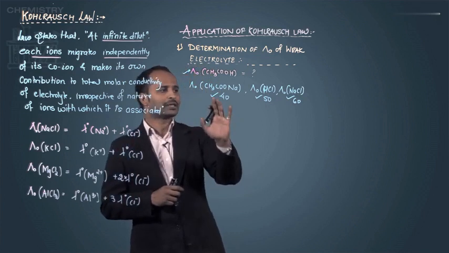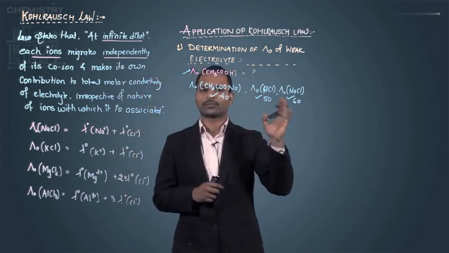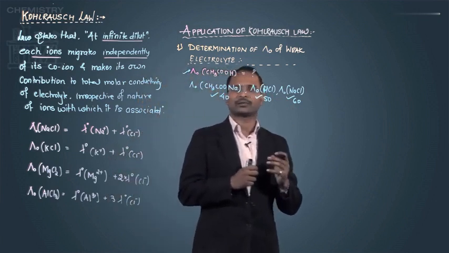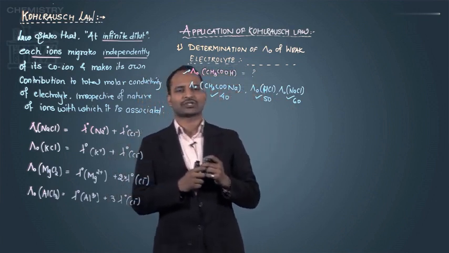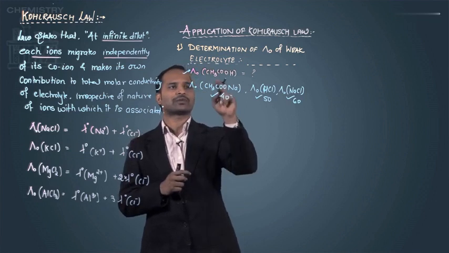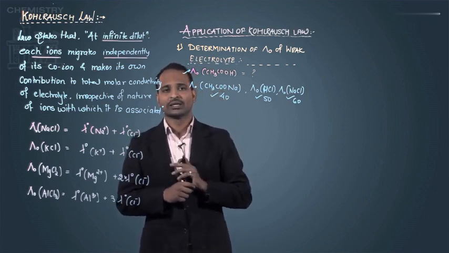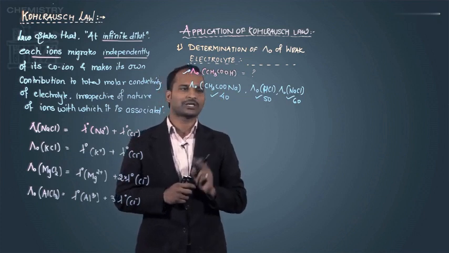You have to add or subtract these three electrolytes in such a way that after the addition or subtraction, you will get only those ions which are present in acetic acid, which contains two ions, that is acetate ion and H plus ion.